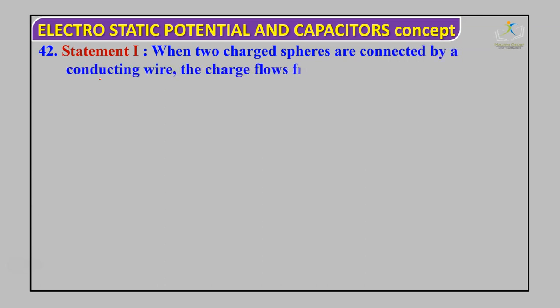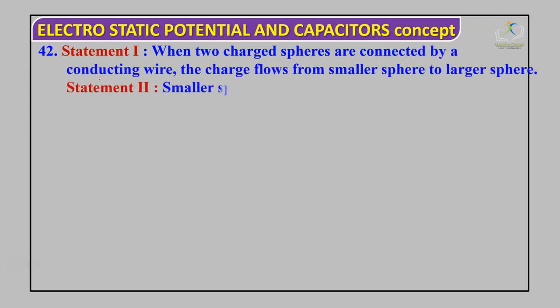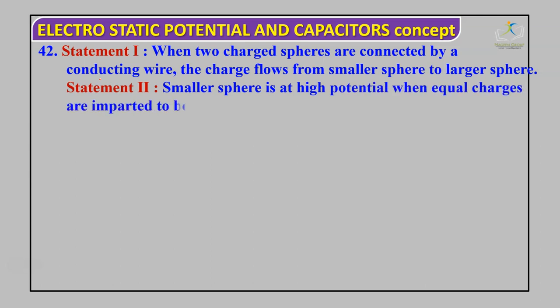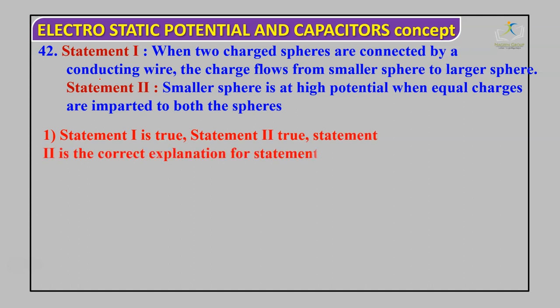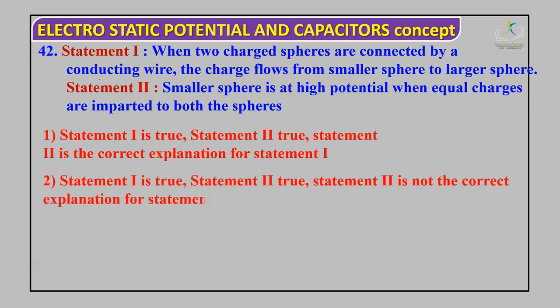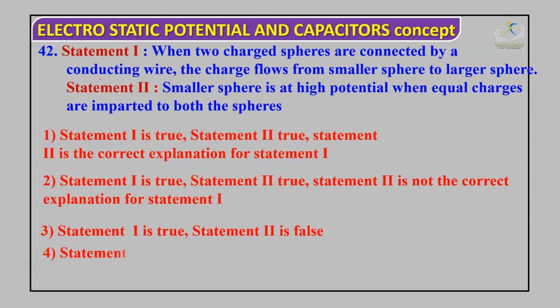When two charged spheres are connected by a conducting wire, the charge flows from the smaller sphere to the larger sphere. Statement second: the smaller sphere is at high potential when equal charges are imparted to both the spheres. Statement first is true, statement second is true, and statement second is the correct explanation for statement first. Statement first is true, statement second is true, but statement second is not the correct explanation for statement first. Statement first is true, statement second is false.